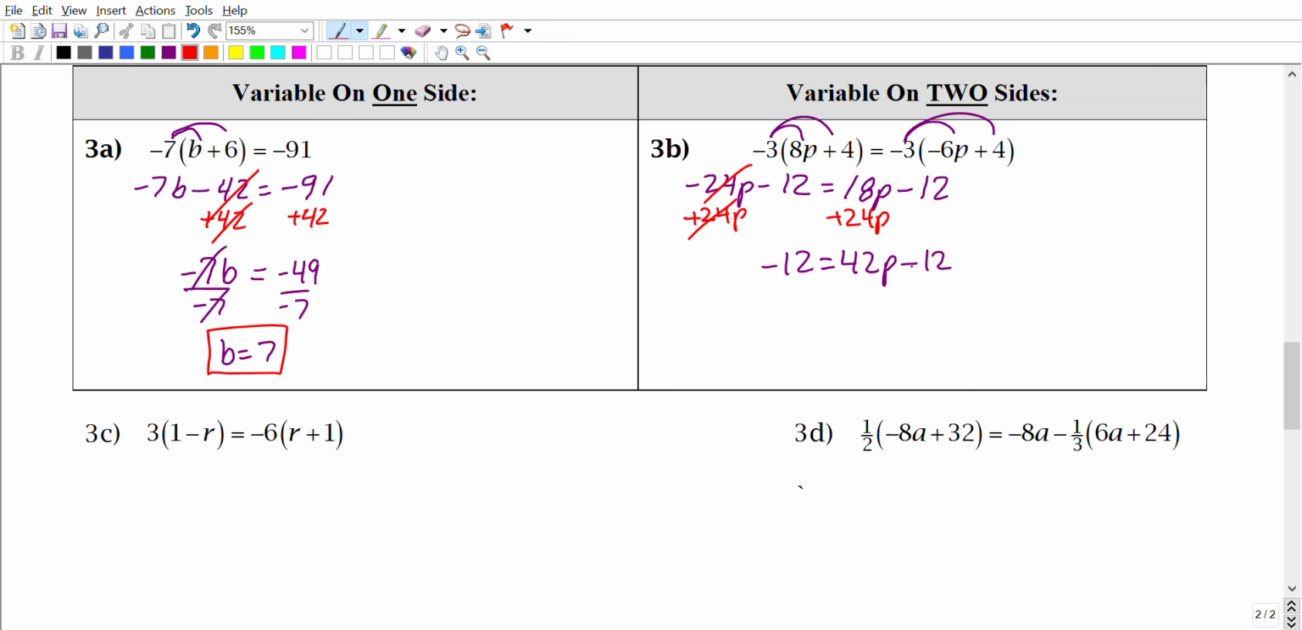Continue using SADMAP. So add 12 to both sides. And actually, you're going to get 0 equals 42p. Now, a lot of you guys might be freaked out already by this, but it's okay. Just keep going, guys. It's all right to divide by 42, even if it is a 0 being divided by 42. But if you divide 0 by anything, what do you get? Well, still 0. So our answer here is just p equals 0. All right, good.